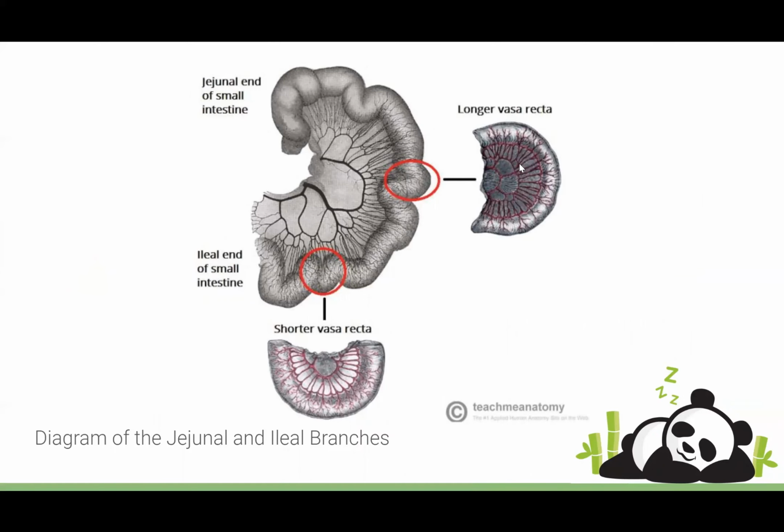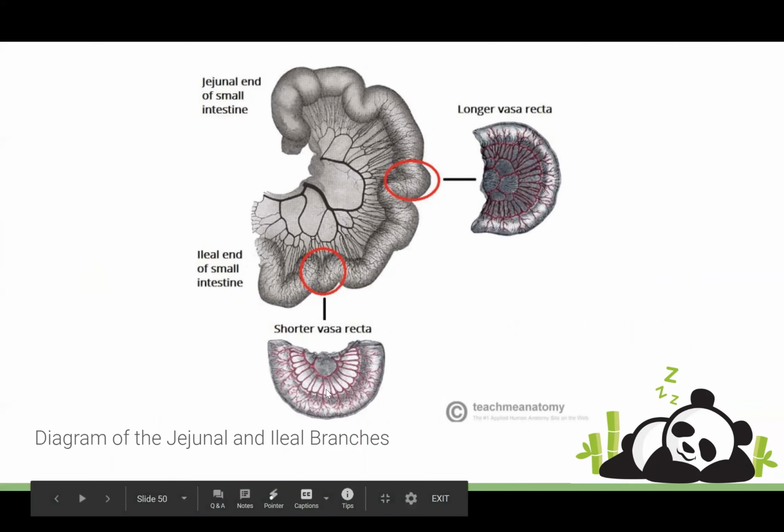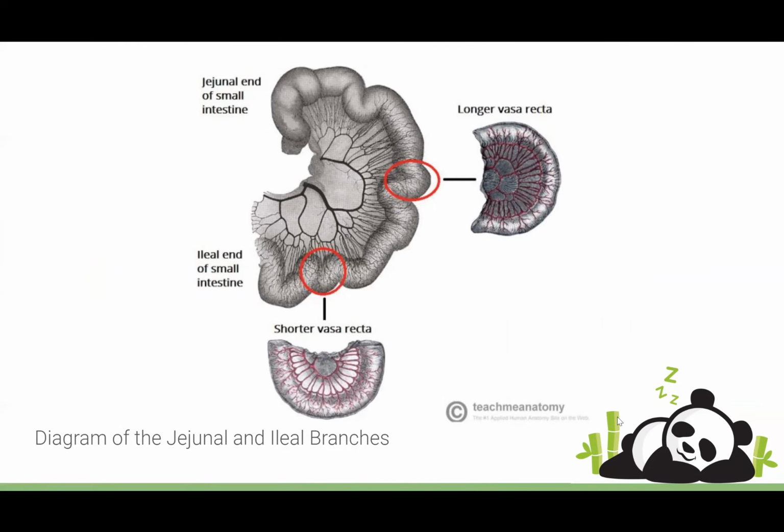So this is the longer vasa recta, or the shorter vasa recta. I don't know if it helps anyone, but the way my anatomy tutor told us to remember it was that jejunum sounds more like giraffe, and giraffes have long necks, so they have long vasa recta. There's also another fact about ileum versus jejunum, which is that the jejunum has less fat around it, and the ileum has more fat around it.